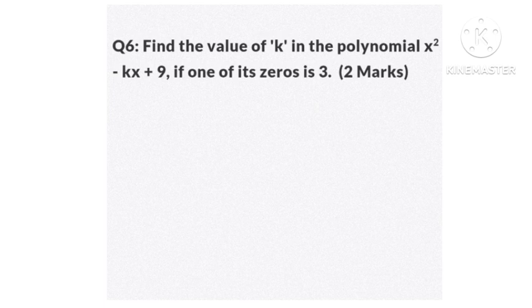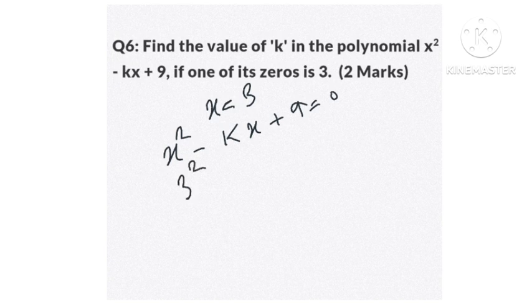Find the value of k in the polynomial x square minus kx plus 9 if one of the zeros is 3. So what we have to do here is put the value of x equal to 3. So x square minus kx plus 9 equal to 0. Put the value of x equal to 3: 3 square minus k into 3 plus 9 equal to 0.